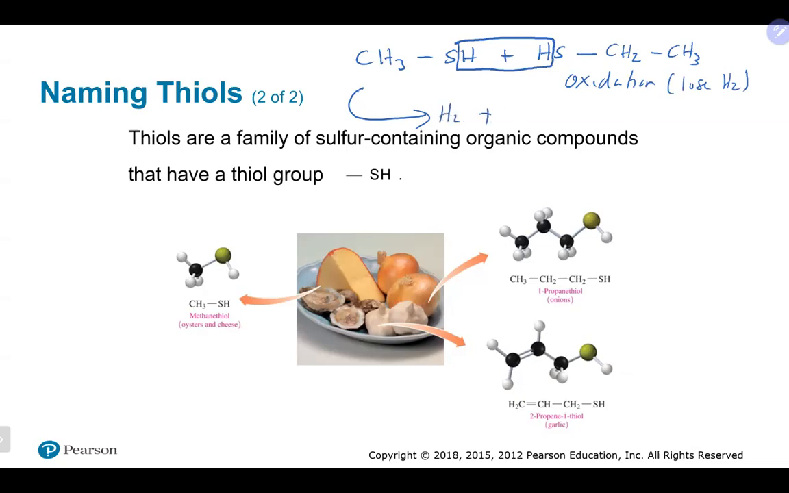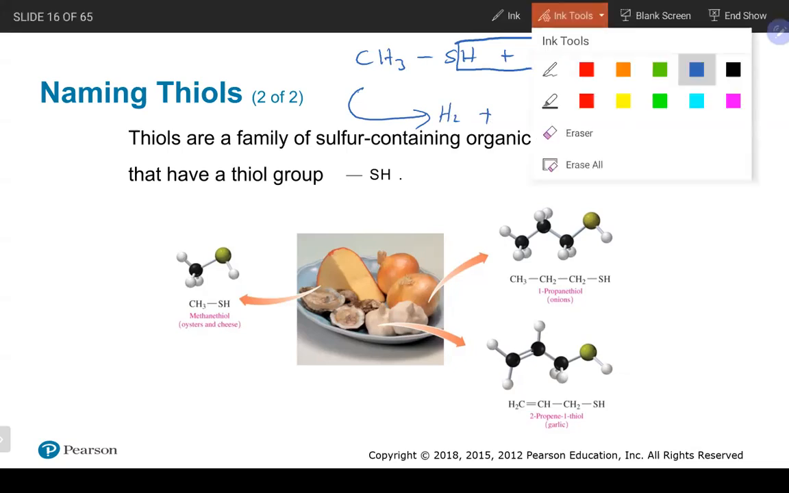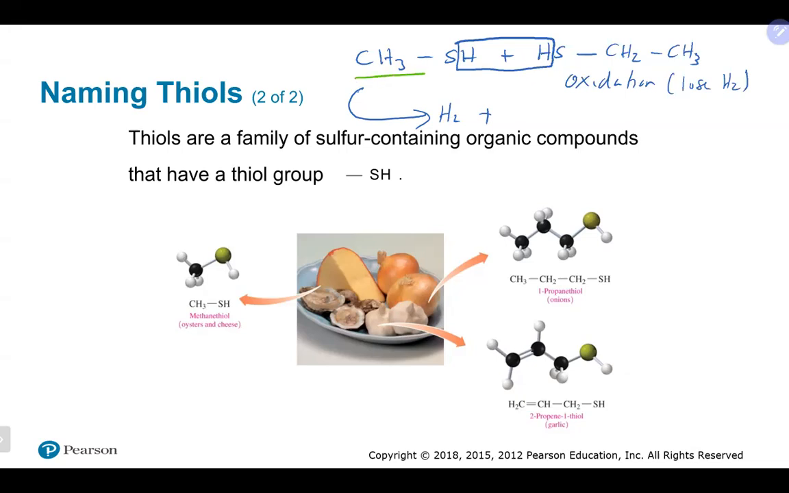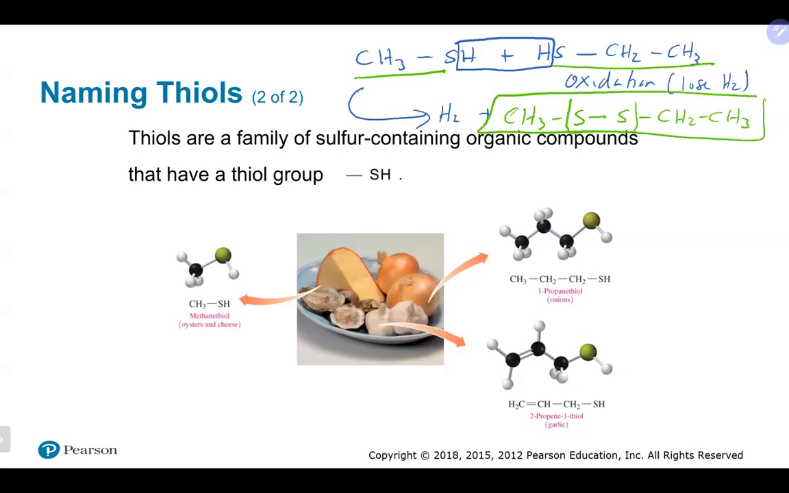And then what happens is you start here and then you continue through here and just put them together, basically. The sulfur to the sulfur is always how they will connect. And you'll get CH3 on the left there, the sulfur, got rid of the hydrogen, got rid of the hydrogen, another sulfur, CH2, CH3. This SS bond here is what is sometimes referred to as a disulfide bond or bridge.